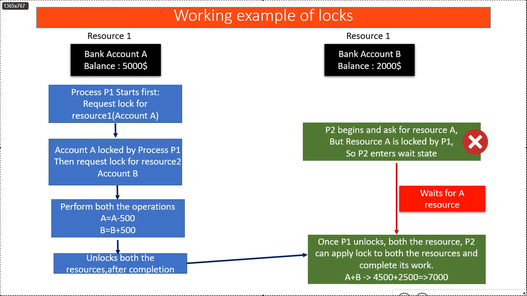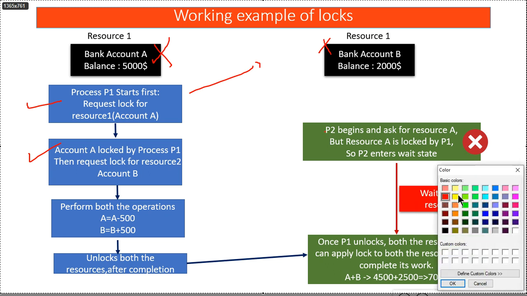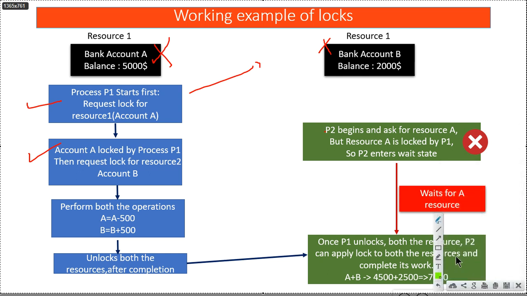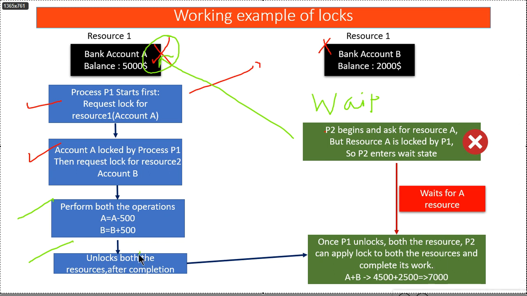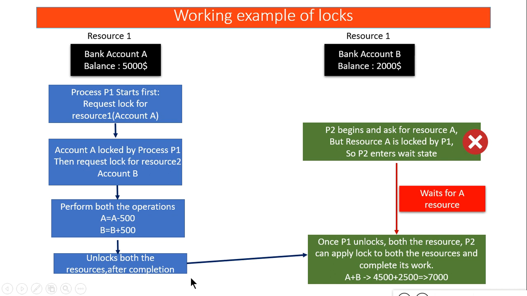I will explain it again. First this process executes and A is locked. Then it requests B, and this is also locked. P2 requests this, and since it is locked, it enters a wait state. It cannot execute. Once the task is completed and the resources are unlocked, it reads the values, locks both resources and does its task. So there are no incorrect results using the concept of locks.